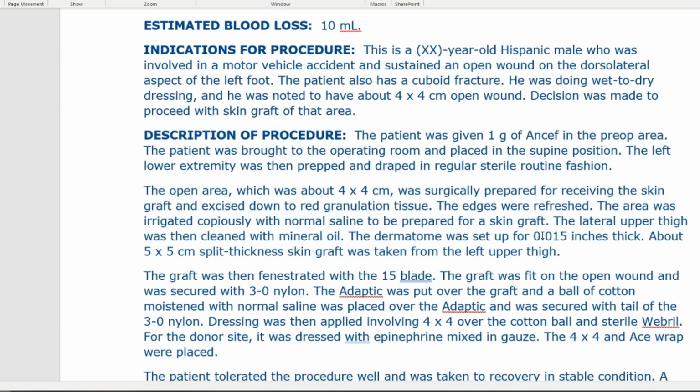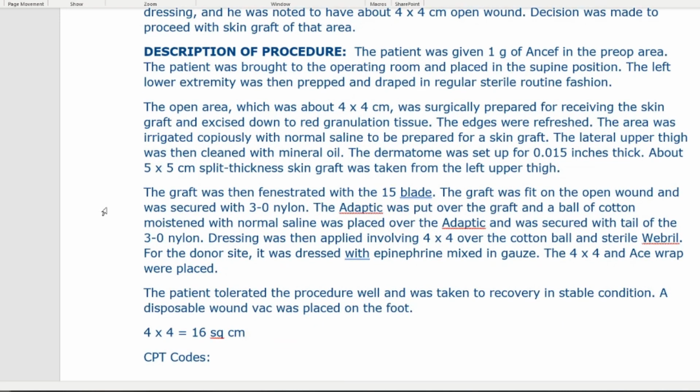Remember I said they take these a lot from the thigh. The graft was then fenestrated with the 15 blade. The graft was fit onto the open wound and was secured with 3-0 nylon. The Adaptic was put over the graft and a ball of cotton moistened with normal saline was placed over the Adaptic and was secured with the tail of the 3-0 nylon. Dressing was then applied over the 4 by 4, the cotton ball, and the Kerlix.